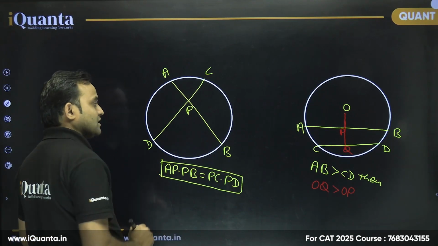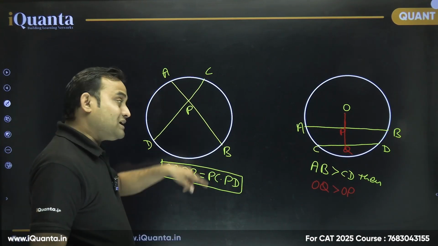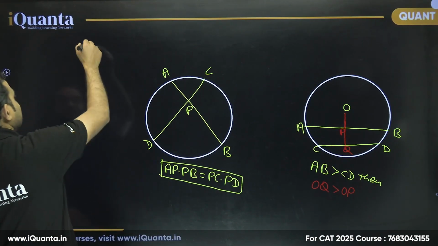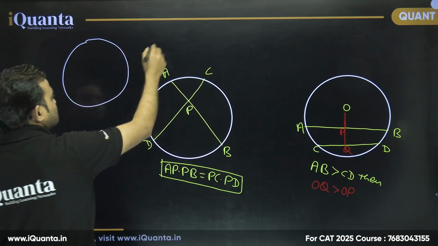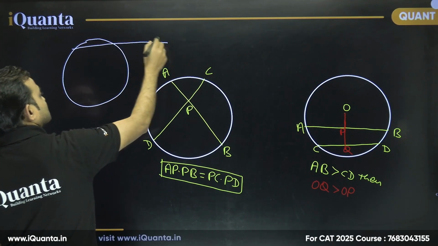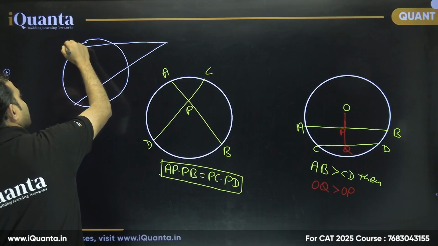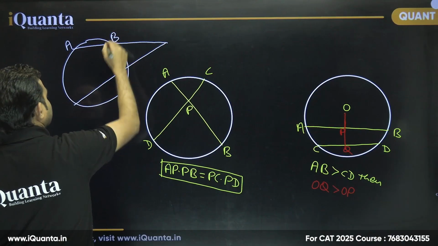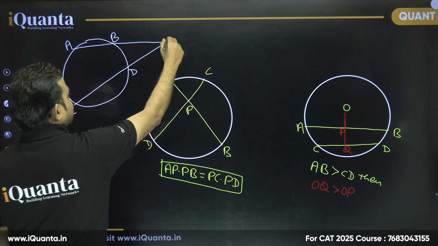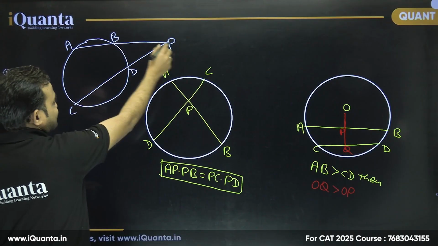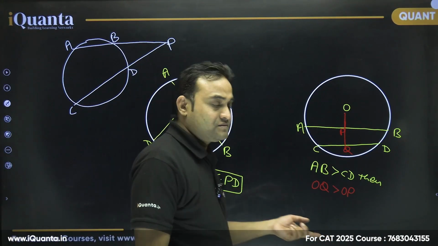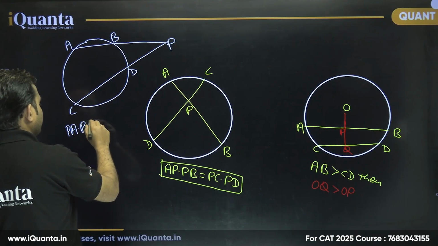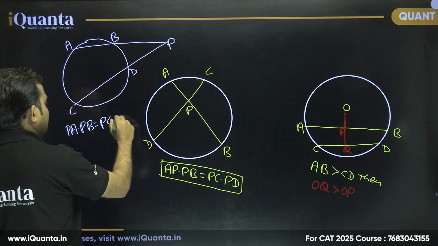Okay. Now if these two chords are not intersecting inside the circle, let's say a situation like this, that we have two chords which are not intersecting. This is AB and this is CD and this is point P. So these two chords are intersecting outside the circle, at P. So what we can say again here is that PA into PB will be equal to PC into PD.